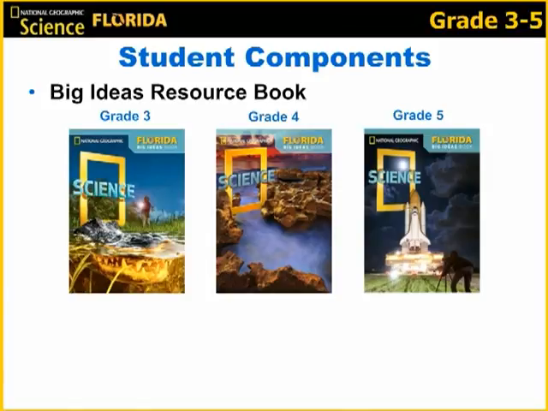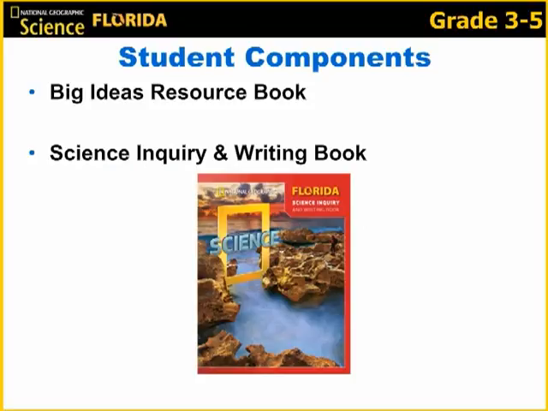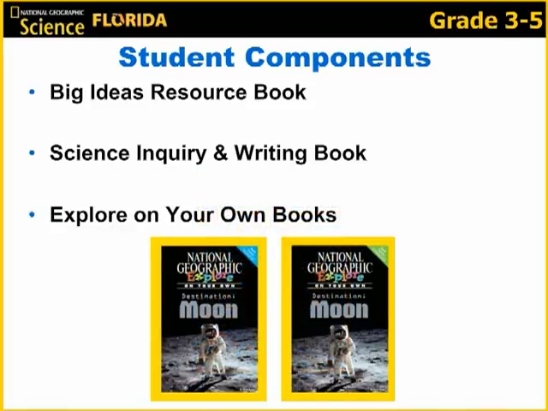So in kindergarten through second grade, we had a lot of little books for little hands. But in grades 3 through 5, the program grows up with the students. At each grade level, 3rd, 4th, and 5th, students will have one Big Ideas resource book that includes 3 units, Earth, Life, and Physical. They will use one science inquiry and writing book all year long as they work through the inquiry activities, 8 per class, and they will have access to a variety of Explore on Your Own books for each unit. These are independent level readers that will help extend the content they are learning.